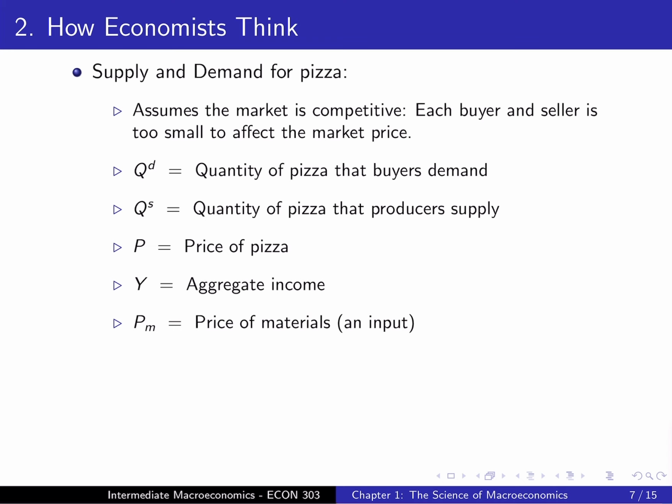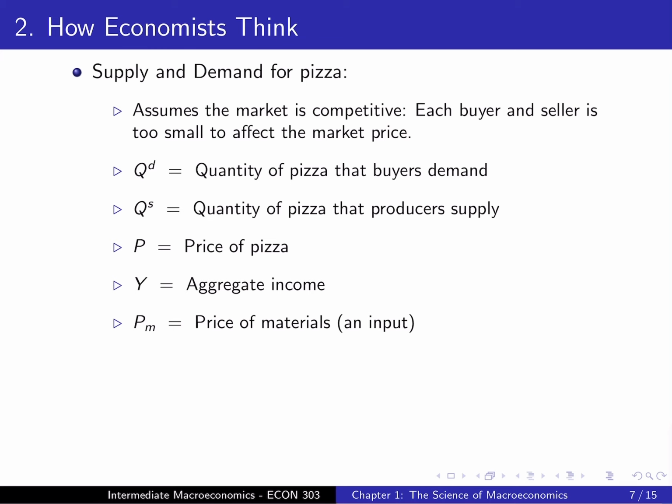Section 2. Here we look at how economists think. We begin by looking at one of the most fundamental tools in economics, supply and demand, using pizza as our example. In this model, we assume the market is perfectly competitive, meaning that no single buyer or seller has the absolute power to influence the market price. Everyone is a price taker.